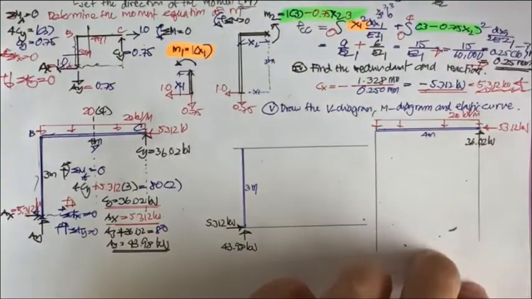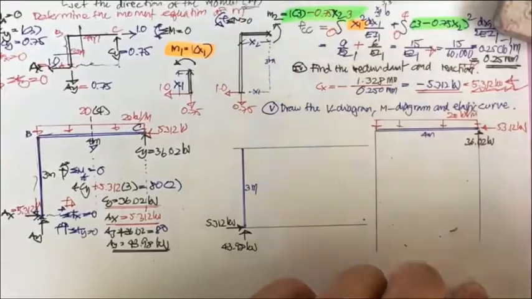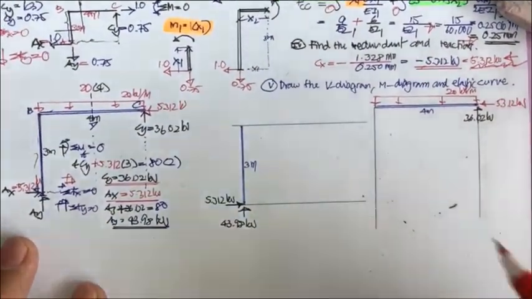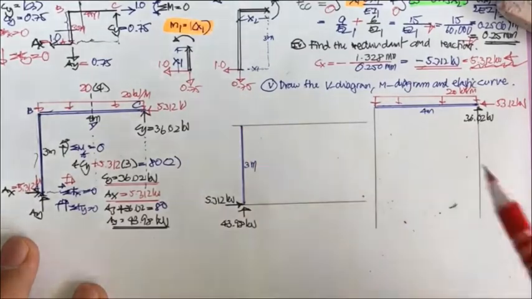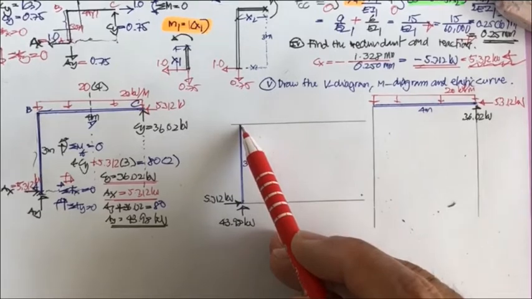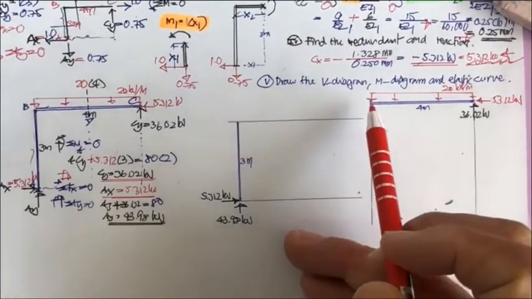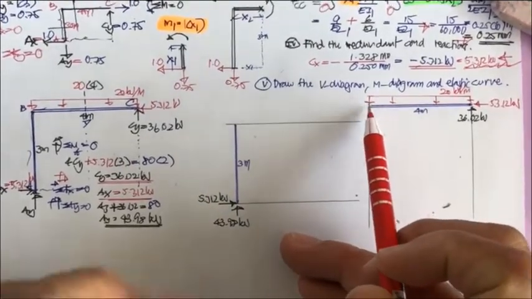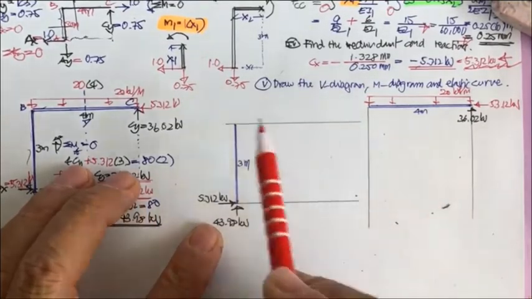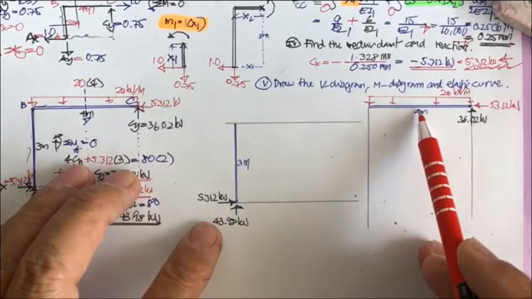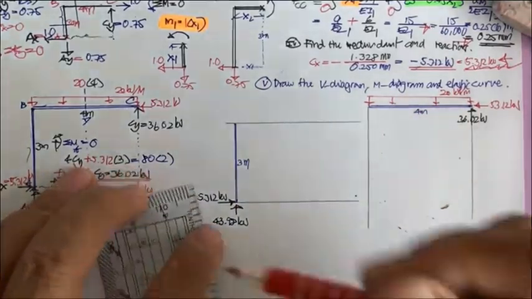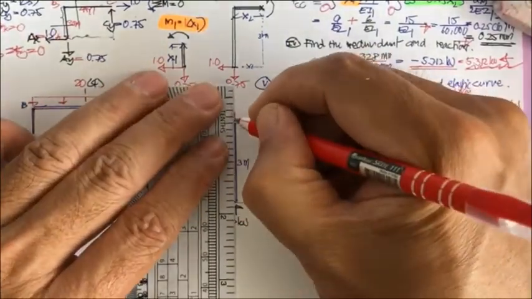Okay, from these two segments of the frame, you may see which one you're going to use to determine the end shear and end moment here. Also, the end shear and the end moment here. Now, which part is going to be easier? I believe this one is going to be easier than this one. Okay, because this has the uniformly distributed load. If you prefer, you may do this one easily.